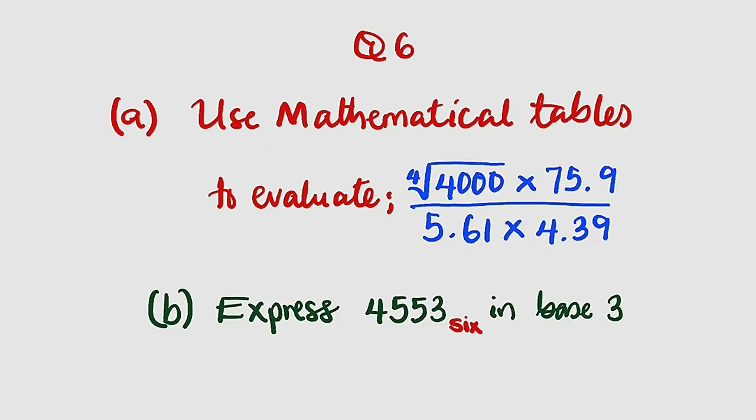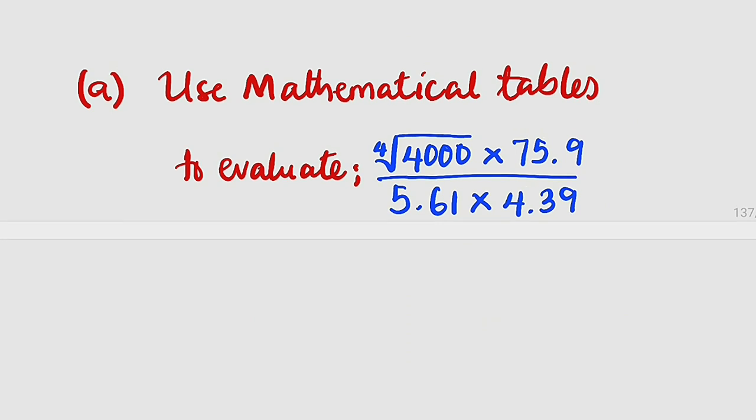Here is question number 6, and question number 6a reads, use mathematical tables to evaluate the fourth root of 4000 multiplied by 75.9 whole divided by 5.61 multiplied by 4.39. And the B part, express 4553, which is a number in base 6, in base 3. All right, let's get started. Let me copy the first question. All right, so here is the first question. We are asked to evaluate this numerical expression.